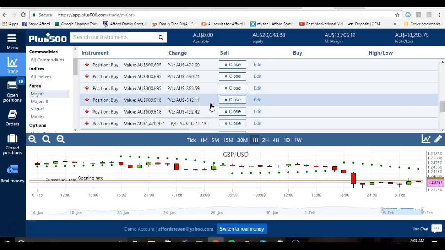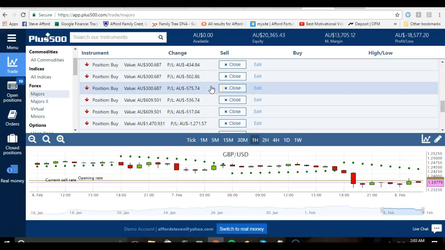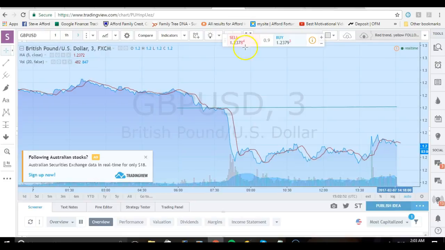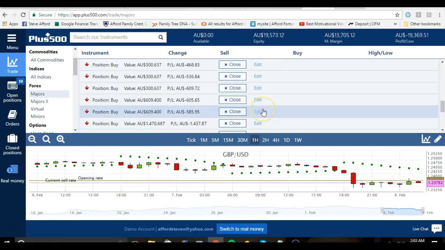I'm not saying that you do this, but this is the sort of practice that I'm applying. This is a demo account, of course, with Plus500. I'm using Plus500 as it is a live chart. Plus500 uses a live chart, but on a demo account. I'm using this demo account to give me a reference also.